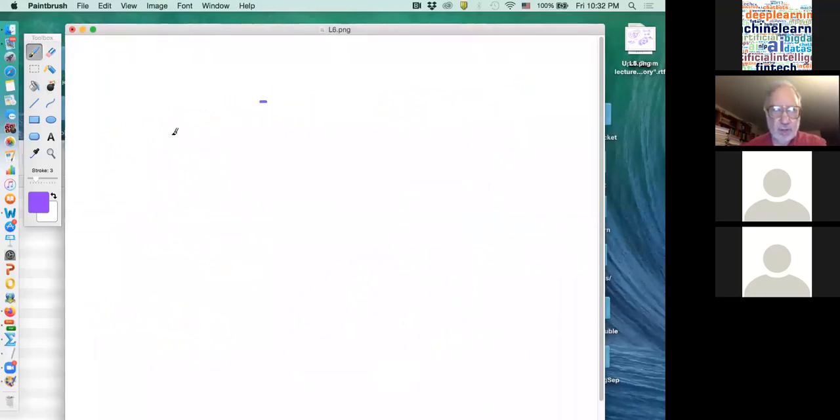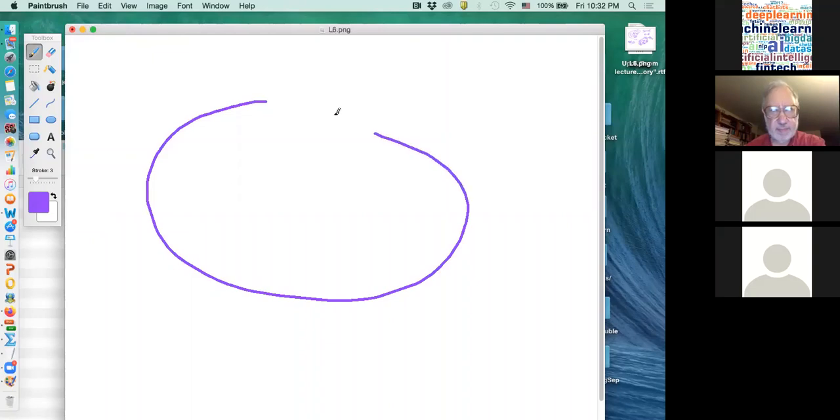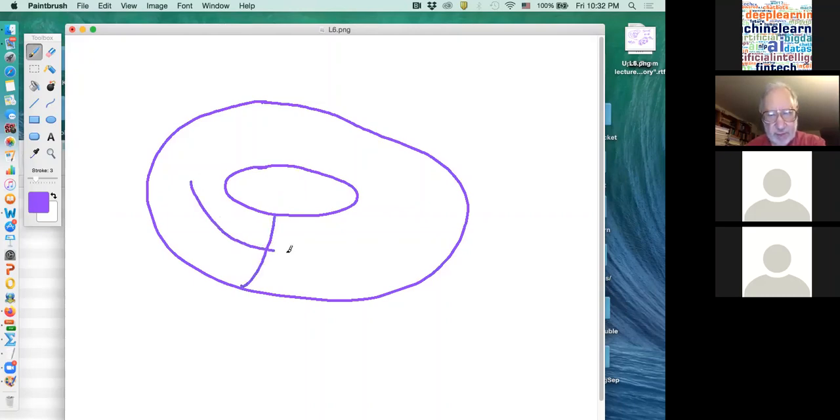Here's the torus. And here's a four-regular graph on the torus, a very simple one, consisting of these two curves, one going around in the longitudinal direction on the torus, and the other going around the meridional direction on the torus, and meeting right there.